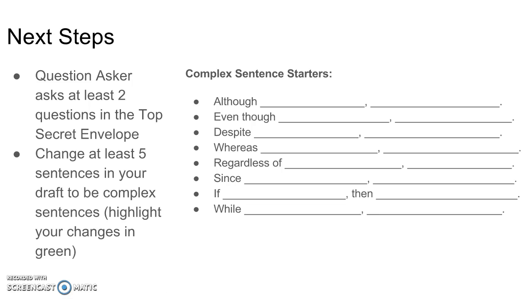The question asker is now going to grab the top secret envelope and ask at least 2 questions to the group to make sure we understand. After that, independently change at least 5 sentences in your draft to be complex sentences. You're going to highlight these changes in green. Use these sentence starters to your benefit to make your writing even more persuasive by using complex sentences.